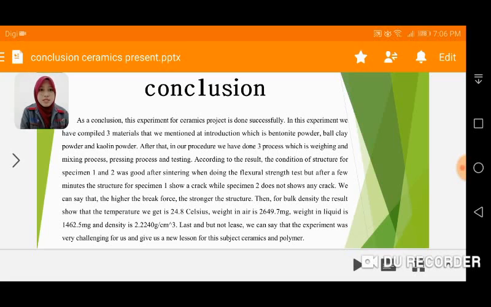Last but not least, we can say that the experiment was very challenging for us and gave us new lessons for the subject ceramic and polymer.